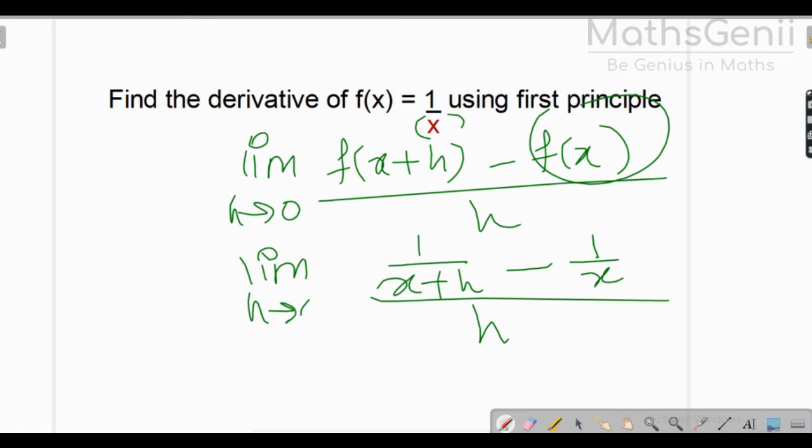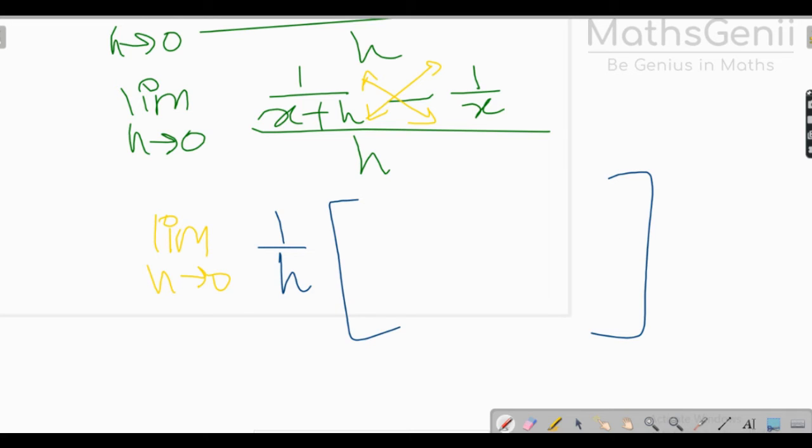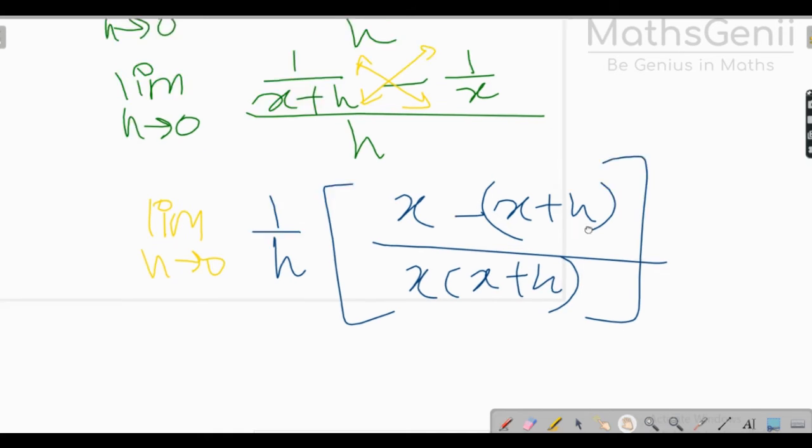What remains is just simplification. Simplification is also very simple. Just pay careful attention. What I'm doing is I'm cross multiplying. Now, this h is troubling me. Let me just take it outside the bracket. Now we will cross multiply inside the bracket. x into 1 upon x minus x plus h into 1 upon x plus h. Then x into x plus h. Okay, we have just cross multiplied.